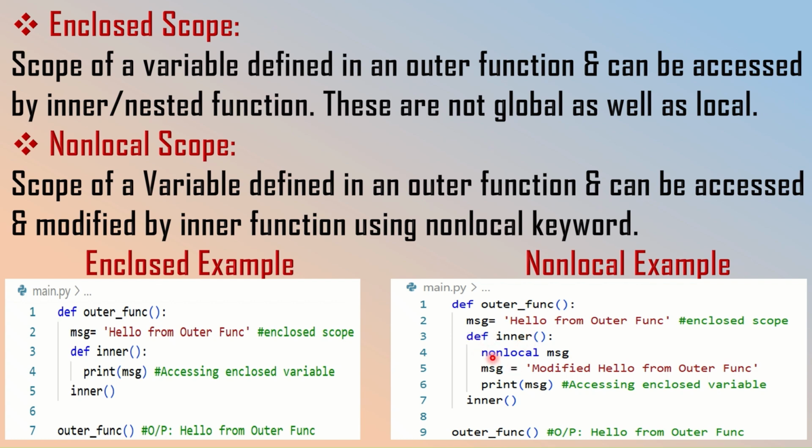Inside this, the Python compiler will check that this message variable is declared with the nonlocal keyword, and then a new value is assigned to it. And then finally, it will print this message. So after the execution of these statements, it will see this function call, and whenever it sees this function call, this function will be executed.